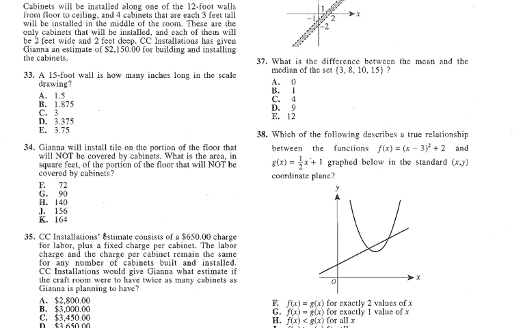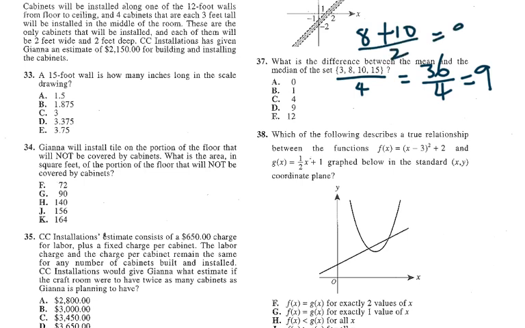For 37, what's the difference between the mean and the median? It's already listed from smallest to greatest. So for the mean, add these together and divide by 4. You will get 36 divided by 4, which is 9. That's the mean. For the median, it will be 8 plus 10, then divided by 2. Still 9. So the difference will be 0.